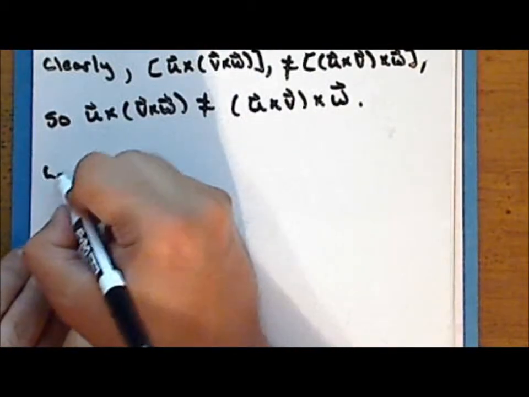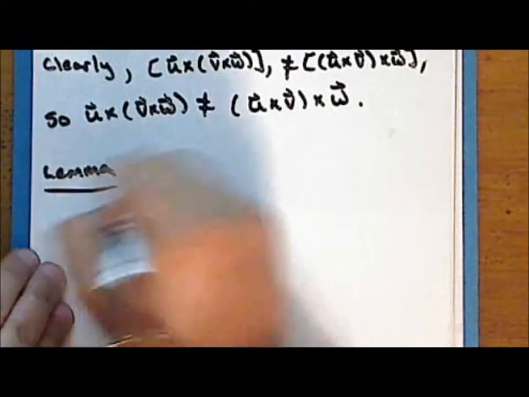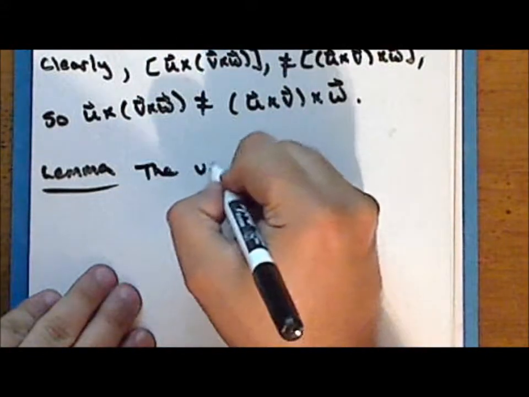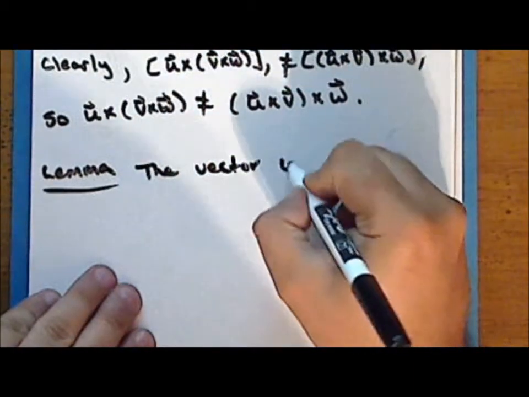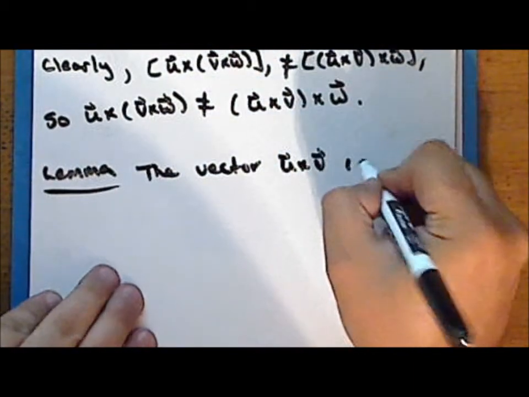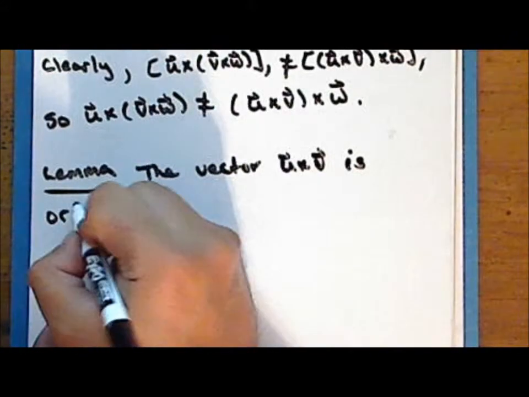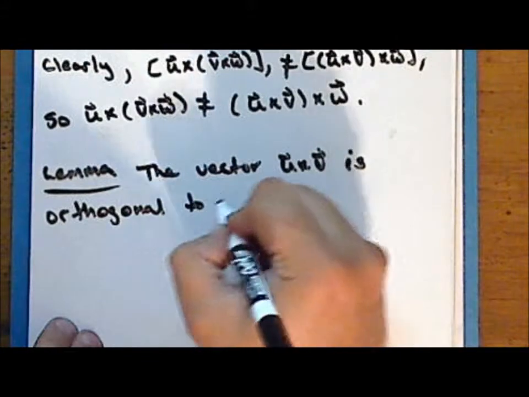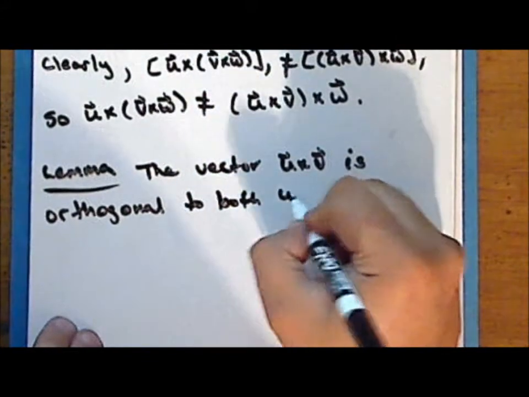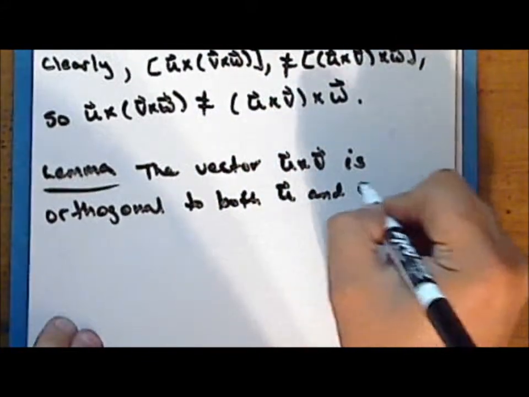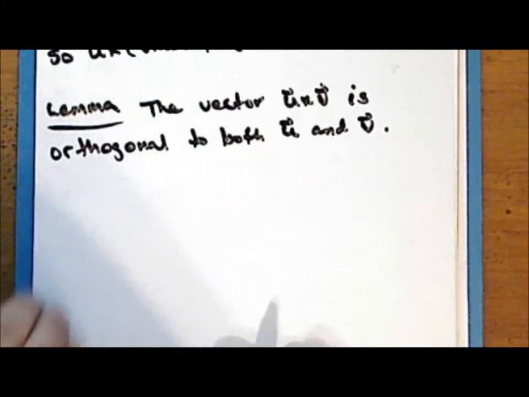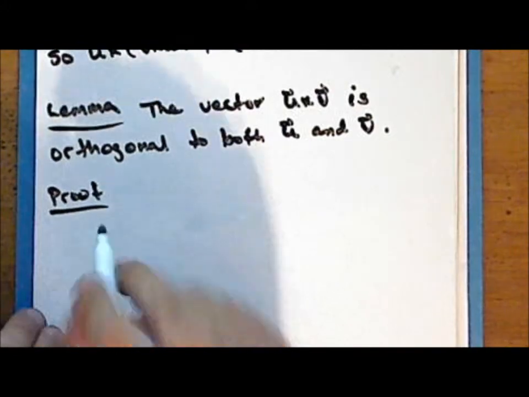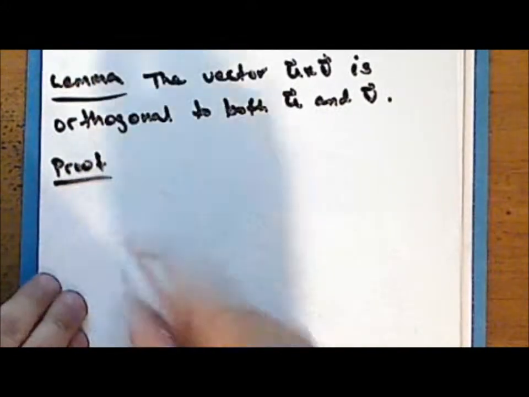so next we'll look at a geometric property of the cross product. The vector u cross v is orthogonal to both vectors u and v. So proof. We'll compute the dot product.